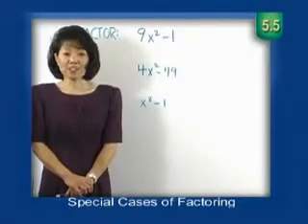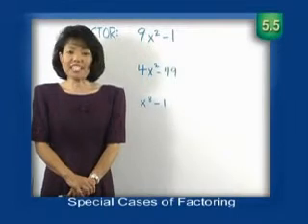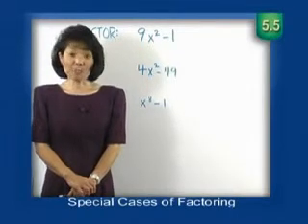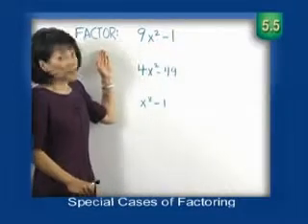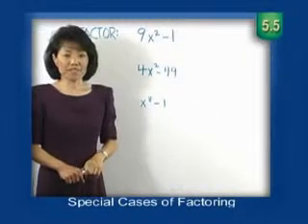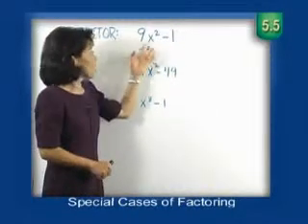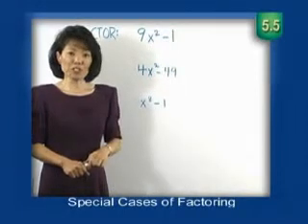In this section, we're going to look at some special factoring cases, and we're going to be able to identify how to know when it's a special case of factoring. Let's look at our first example here. We're going to factor 9x squared minus 1. Now, right off the top of the bat, notice that it looks different than the other factoring we've been doing.